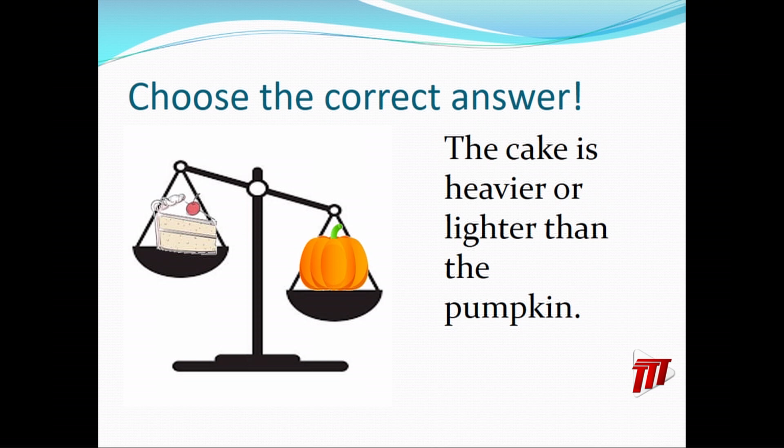The cake is heavier or lighter than the pumpkin. We have one slice of cake and we have one huge pumpkin. Let's look at the balance scale. Does the side with the slice of cake go up or down? It goes up. So the slice of cake is lighter than the pumpkin.